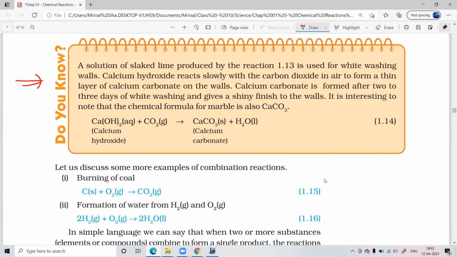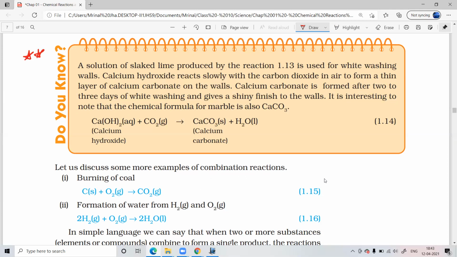A solution of slaked lime produced by the reaction 1.13 is used for whitewashing walls. Calcium hydroxide reacts slowly with the carbon dioxide in air to form a thin layer of calcium carbonate on the walls. Calcium carbonate is formed after 2 to 3 days of whitewashing and gives a shiny finish to the wall. It is interesting to note that the chemical formula for marble is also CaCO3. Okay. So this one is important.